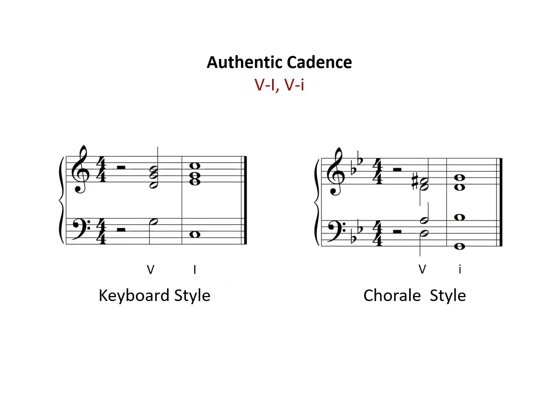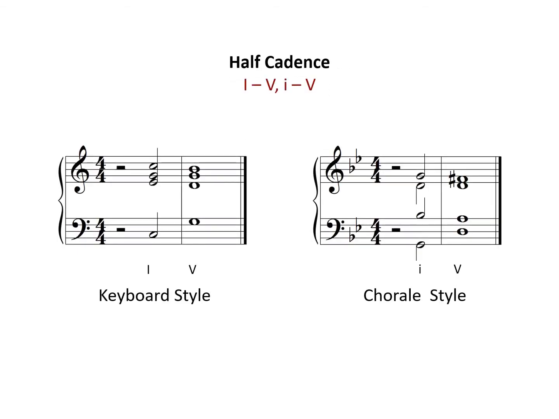An authentic cadence is created with a dominant triad followed by a tonic triad. A half cadence is created when the order of the chords in the authentic cadence is reversed, so a tonic triad followed by a dominant triad.